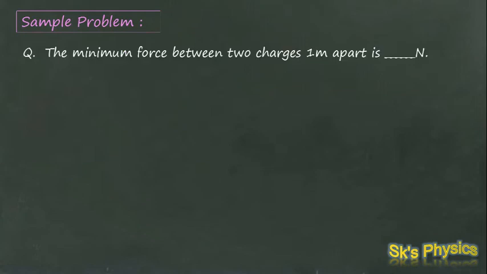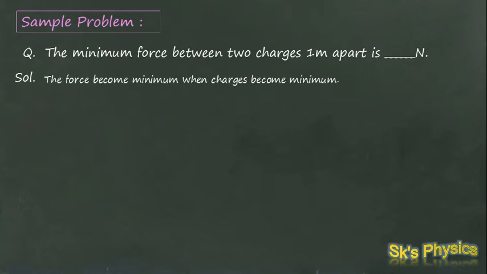Take a sample problem. The minimum force between two charges 1 meter apart is blank Newton. Here the distance r is equal to 1 meter. But what means of minimum force and how can we get it? The force becomes minimum when charges become minimum because F is directly proportional to charges.